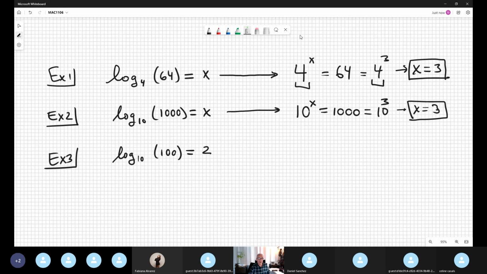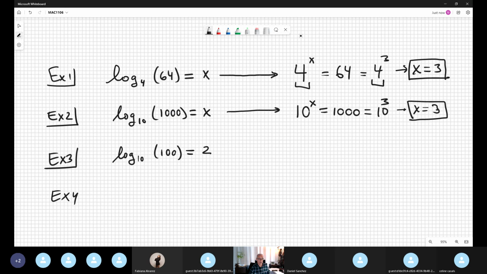Look at that. How many zeros do we have here? 1, 2, 3, no? And the answer is 3. And how many zeros do we have here? 1, 2, and the answer is 2. It's super easy. If the base is 10, or the base is not 10, then we can apply this intuitive idea.